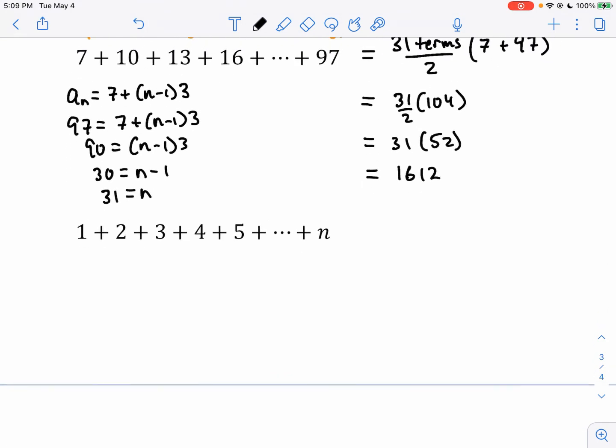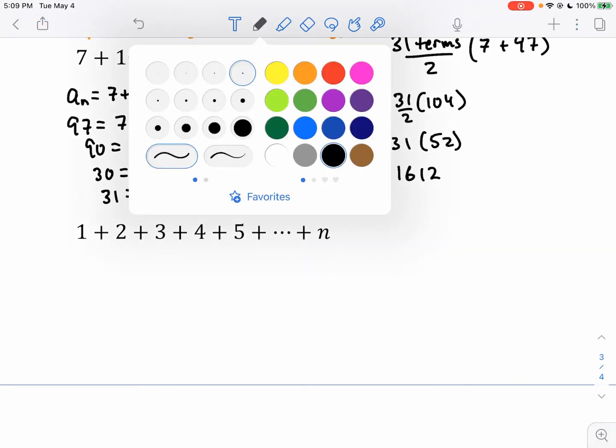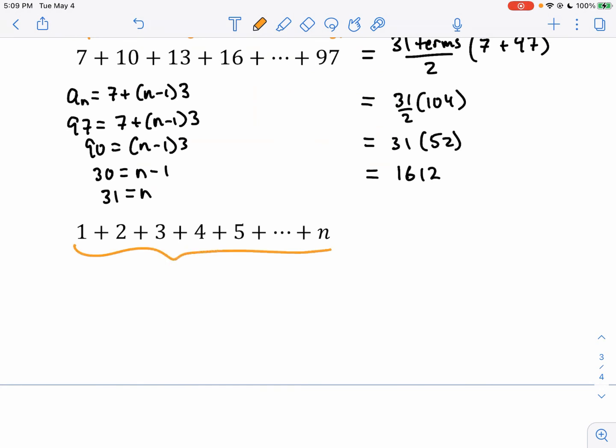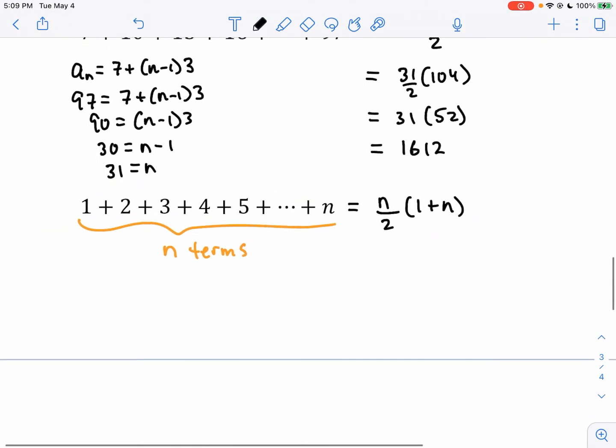And then the last one is 1 plus 2 plus 3 plus 4, etc., up till n. So this time I'm keeping the ending term general. Notice that this is certainly arithmetic. And we can see that the common difference is 1 and the first term is 1. But clearly there are n terms here, because the terms themselves count themselves off. So according to the arithmetic sum formula, we take the number of terms, which is n, divide it by 2, and then add the first and last. First is 1, and last is n. And this gives us a general formula for adding the first n natural numbers. You do n divided by 2, and then multiply that by n plus 1.